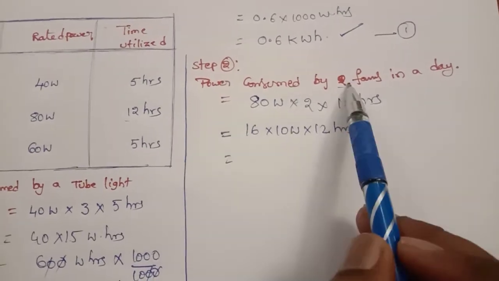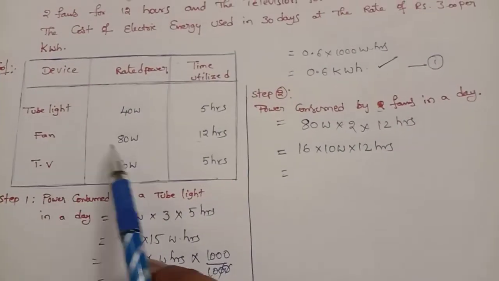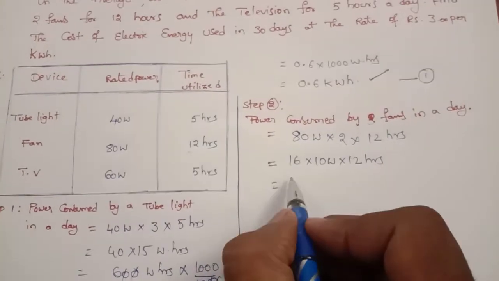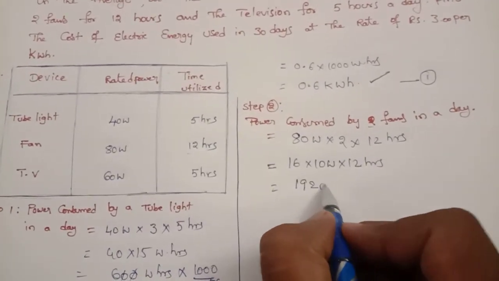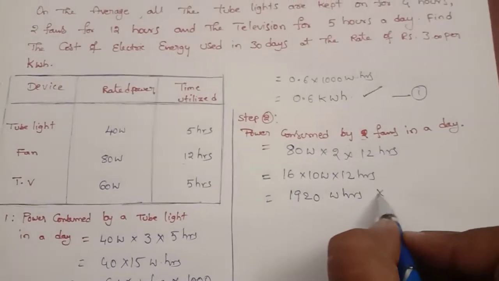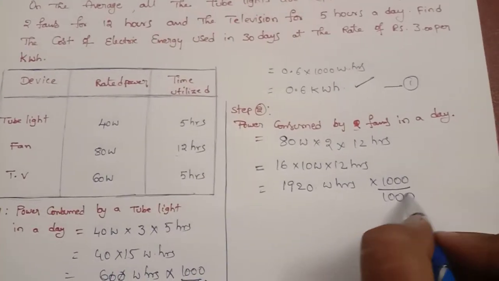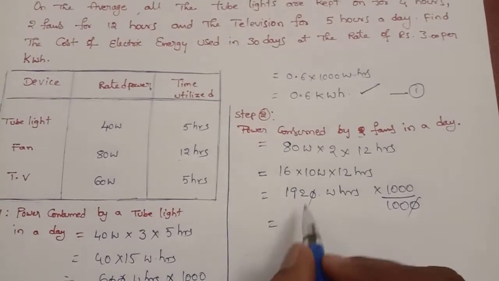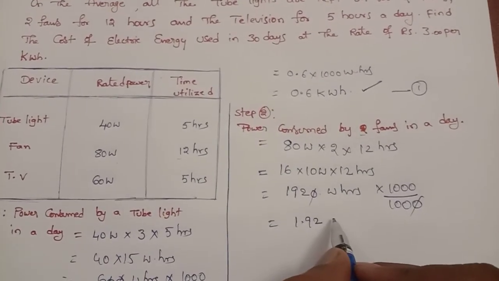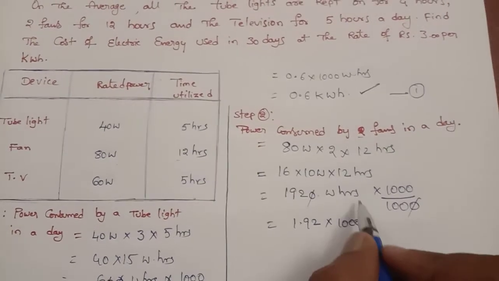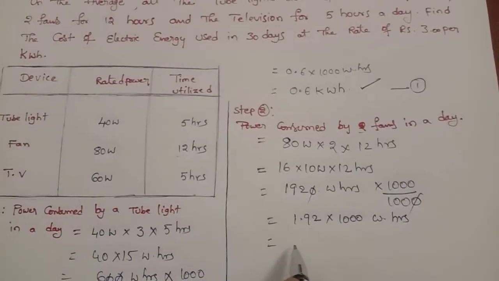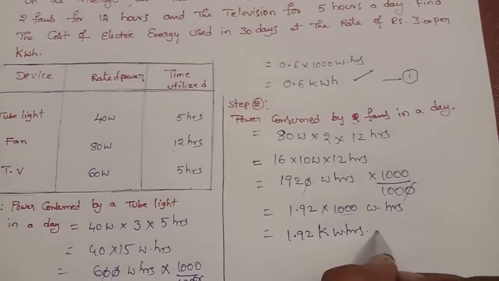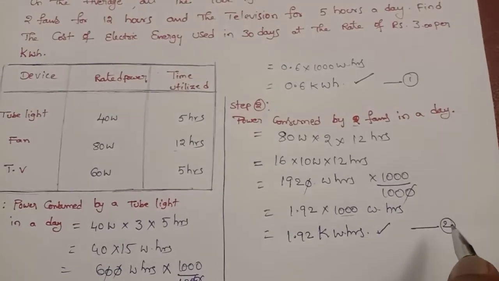Step 2, power consumed by 2 fans in a day. That is 80 into 2 into 12 hours. So it becomes 1920 watt hours. To convert into kilowatt hours, we do 1000 by 1000. 1.92 into 1000 watt hours. It becomes simply 1.92 kilowatt hours. It is equation number 2.